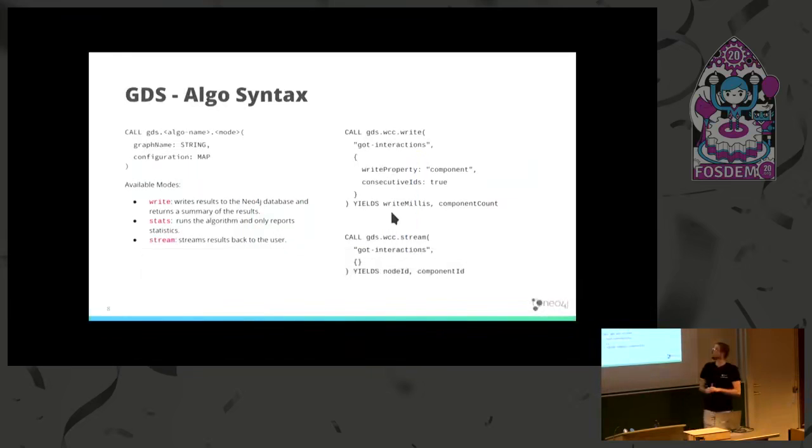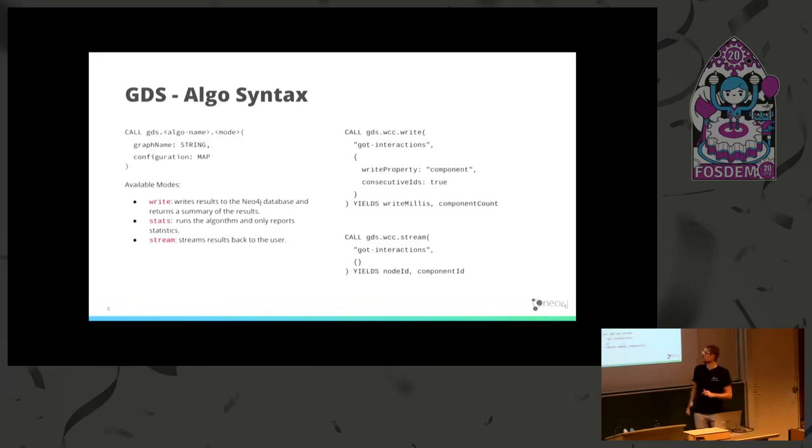Again, just a short wrap up of how the algorithm syntax looks. We always have a call because we want to, in Cypher, run the procedure. We have the algo name and then the mode. We have the graph name and then the configuration. So you can specify many more things for the algorithm. For PageRank, for example, you can specify the dampening factor or whatever configuration you have. Or when you write back, you have to specify into which property you want to write the PageRank value.